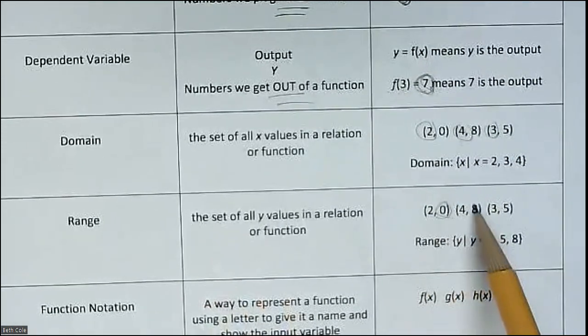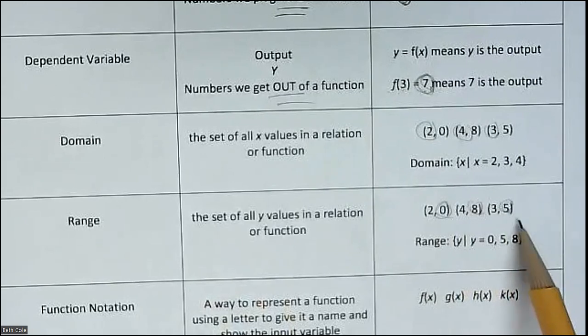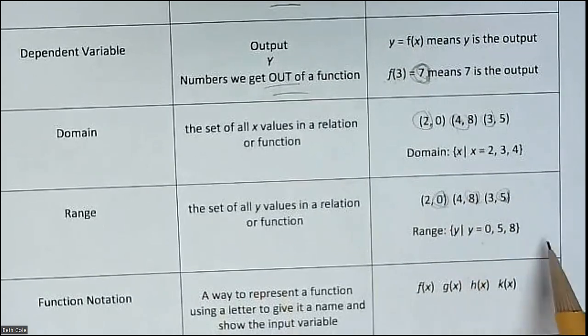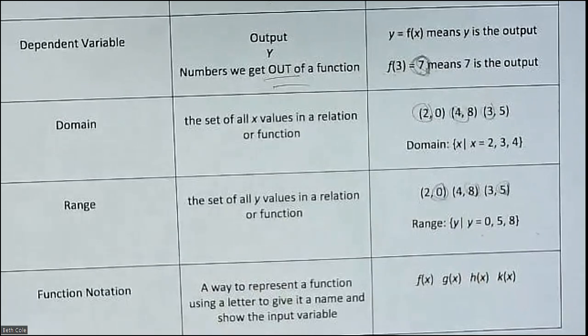Do you see how in this one, that's the 0, the 8, and the 5? But here we wrote 0, 5, 8. It's supposed to go in numeric order. Again, I wouldn't mark it wrong, but it's supposed to go in order.